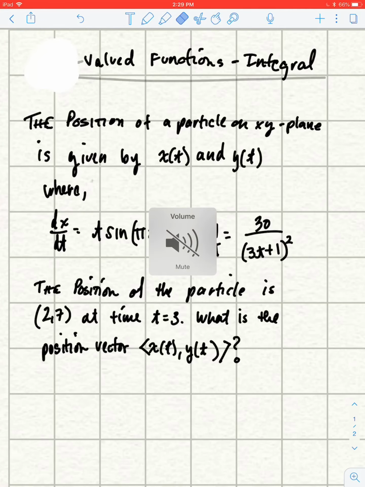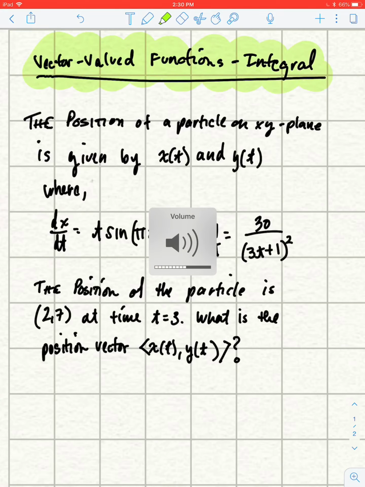Alright guys, we are doing vector value functions, integrals now. So trying to take integrals of these vector value functions. Some of the wording is pretty tough.